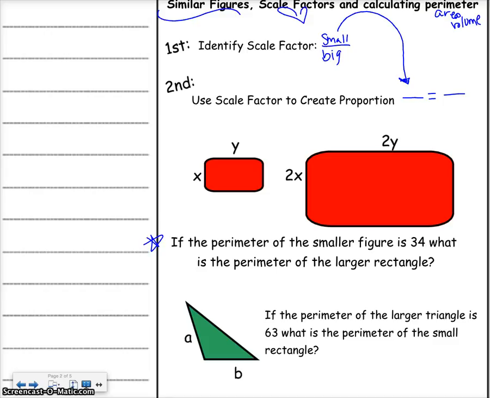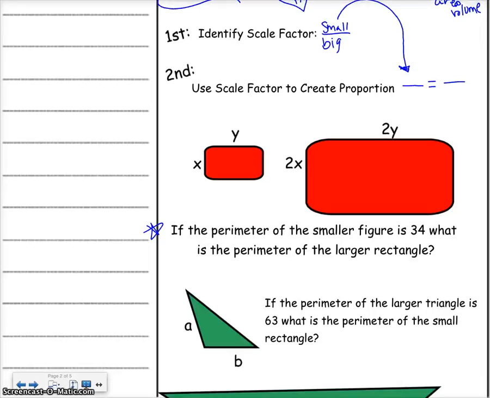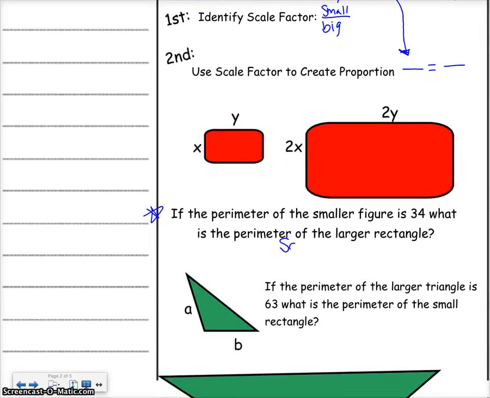So given the rectangle with dimensions x and y, and then the larger dimensions 2x and 2y, I want to know if the perimeter of the smaller figure is 34, what is the perimeter of the larger rectangle? So I need to identify my scale factor that relates these two rectangles. So notice that in both cases, my measurements were doubled. So my scale factor, when I deal with the small is to big, is 1 to 2.